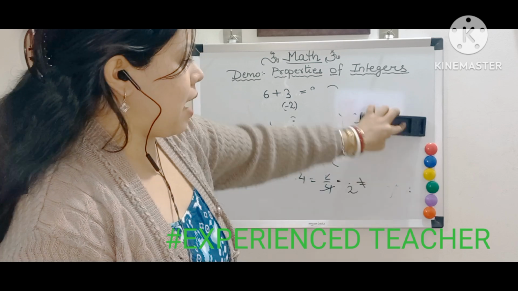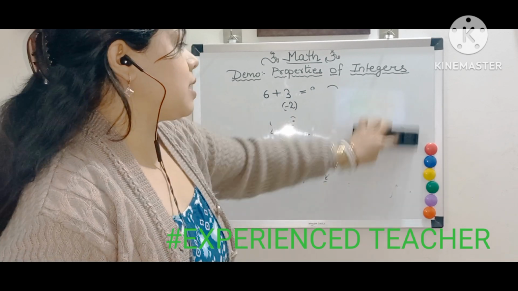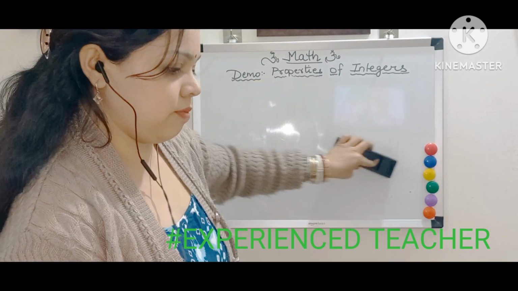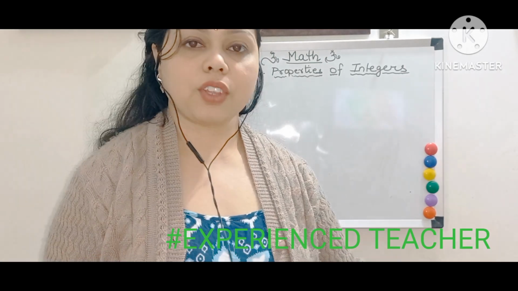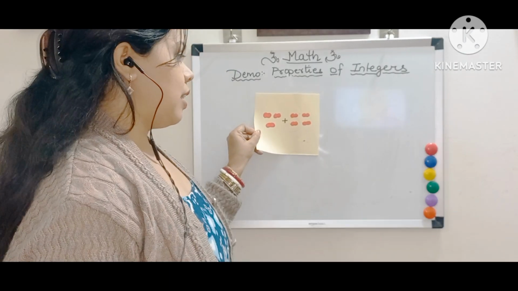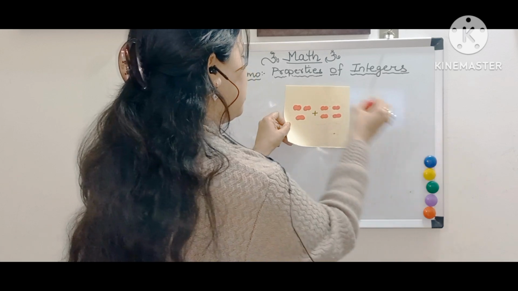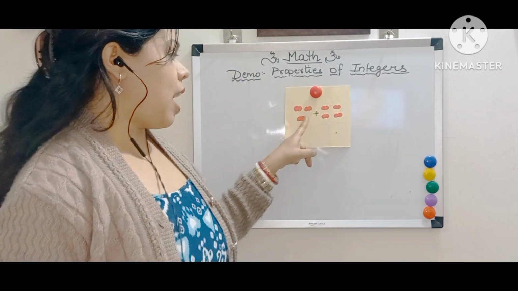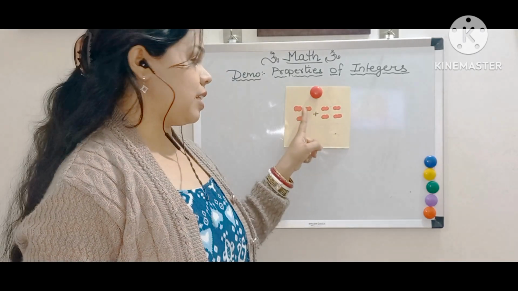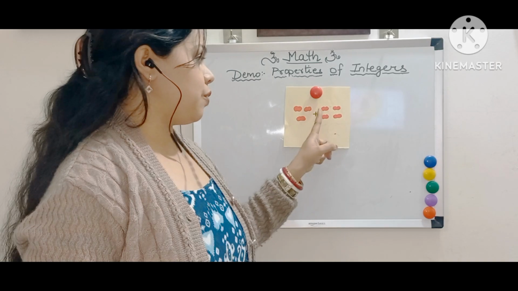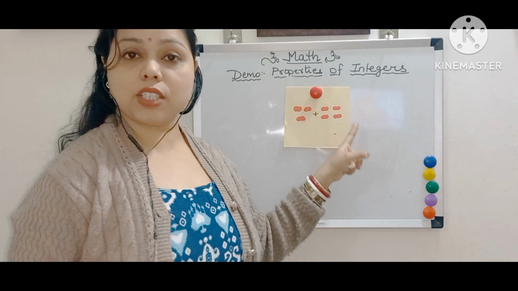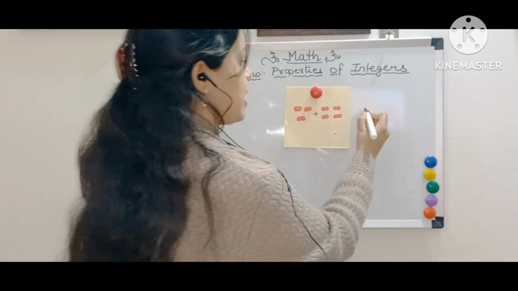Now I will take a few examples, and by that we will understand the other property. Okay, I have a piece of paper, you can see. Now you can count the numbers. How many figures can you see over here? It is 3. And here if you count, the number of figures is 4. 3 plus 4 is equal to 7.